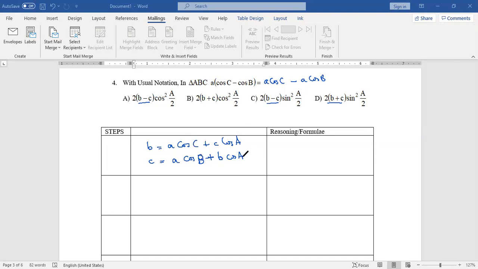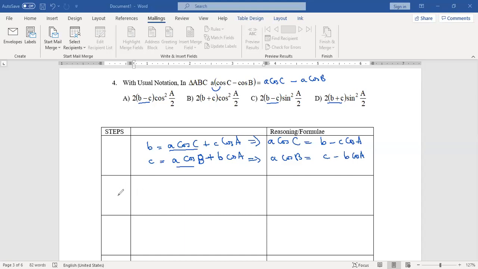A cos B, B cos A, and A cos C, C cos A. So now, A cos C is present here, and A cos B is present here. If you subtract, which implies A cos C can be written as B minus C cos A, and A cos B can be written as C minus B cos A. Do you agree with what I've written?